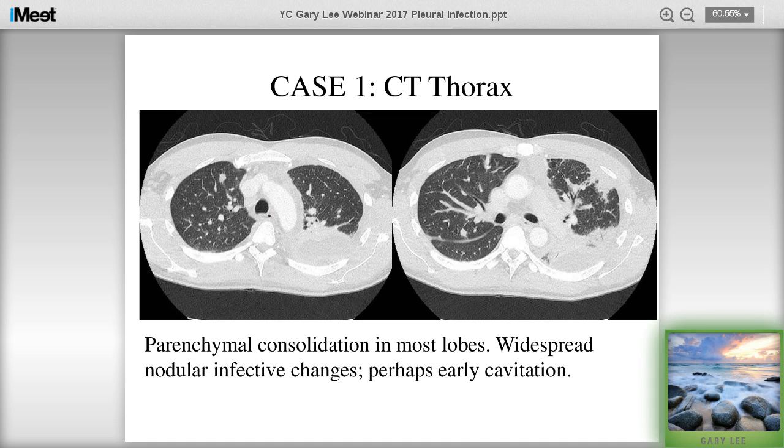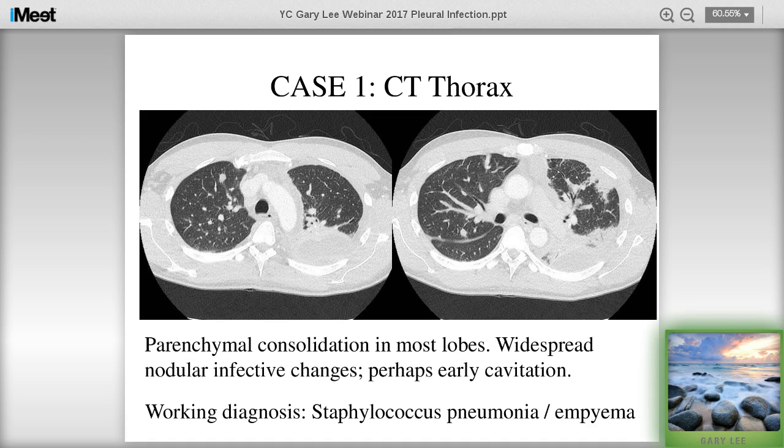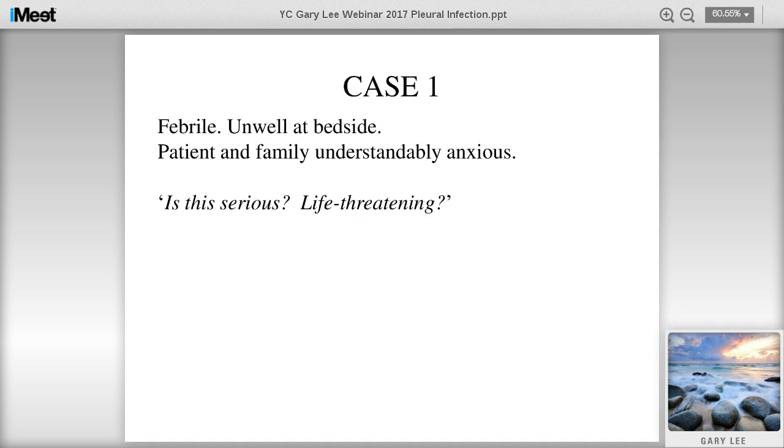And on the CT scan, if you look at the lung windows, then he's also got parenchymal consolidation in almost every lobe. He's got widespread nodular changes. Some of them might even have early cavitating changes. So the working diagnosis, given his recent upper respiratory tract history, is Staphylococcus aureus pneumonia and empyema.